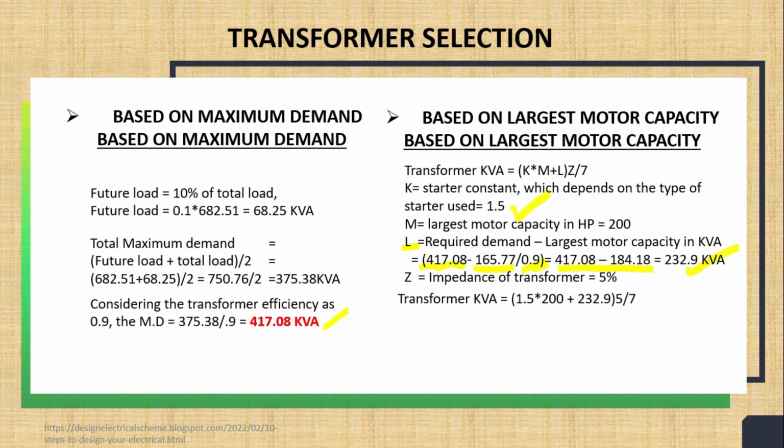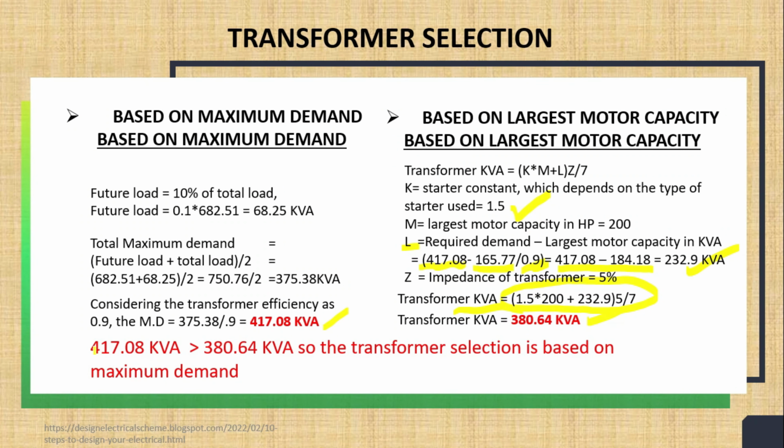Once we apply these values to our primary equation, which is transformer kVA equal to K into M plus L into Z divided by 7, then we will get a value of 380.64 kVA. The capacity of the transformer based on maximum demand method is higher than the largest motor capacity method. So we will take 417.08 kVA as the required capacity of the transformer.